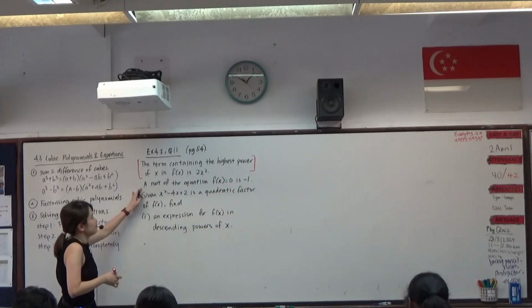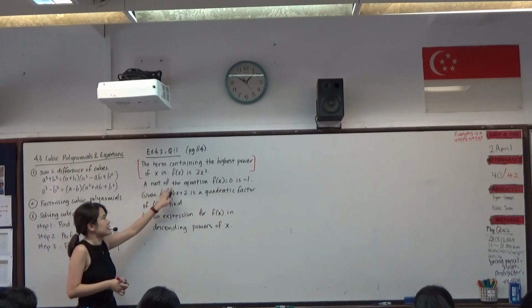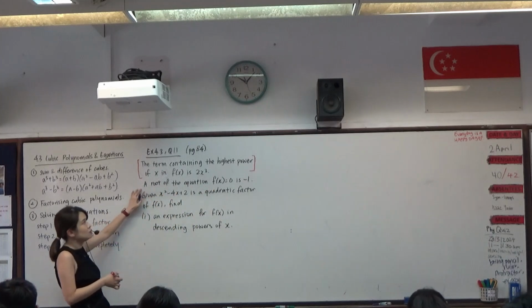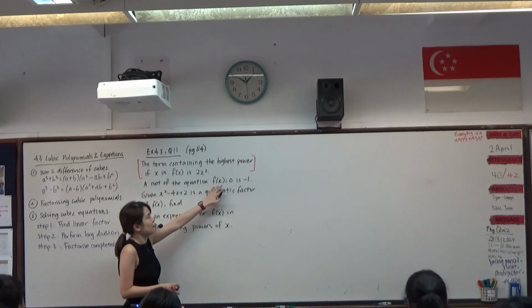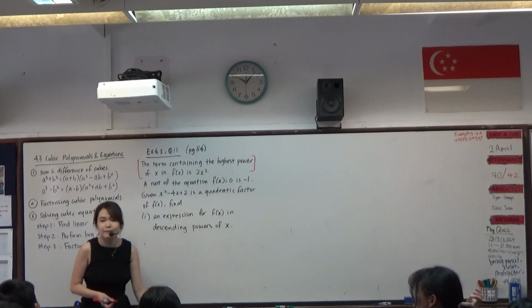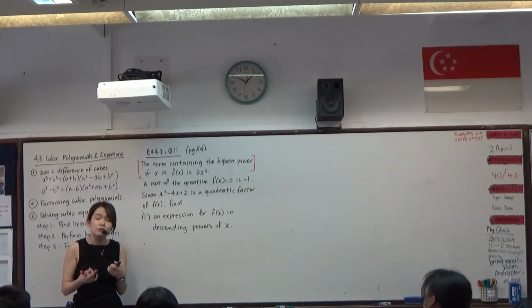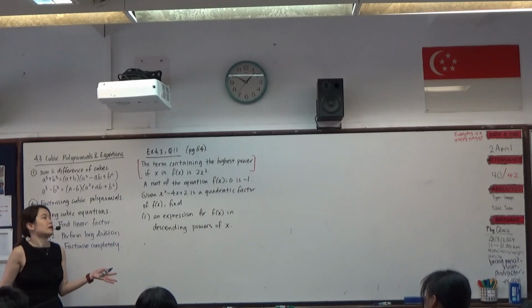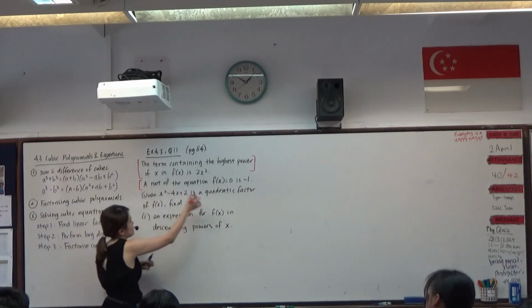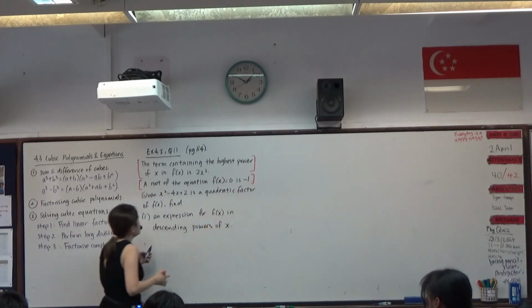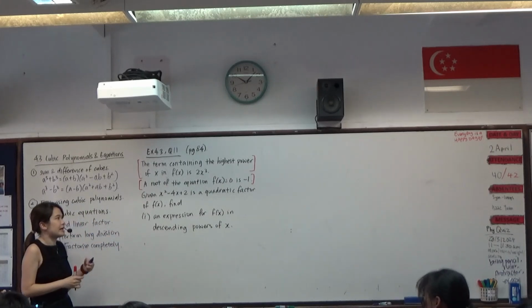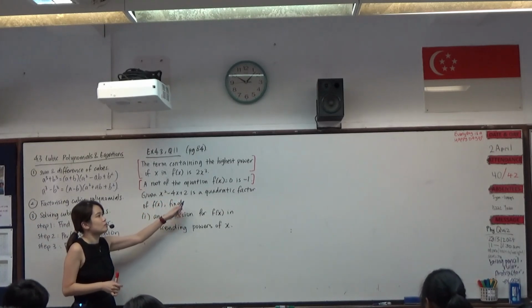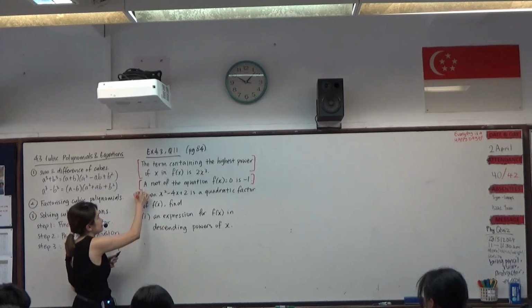Then it tells us that a root of the equation f(x) equals 0 is -1. So one of the roots is -1. It did not tell you all the roots. This is the second piece of information. The third piece of information is that x squared minus 4x plus 2 is a quadratic factor of f(x).